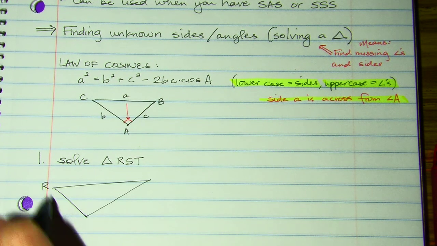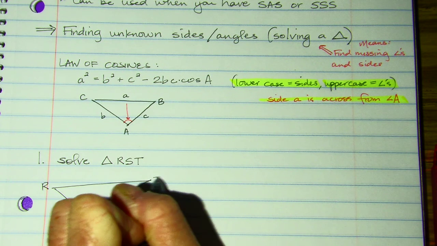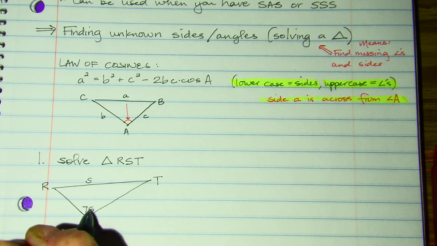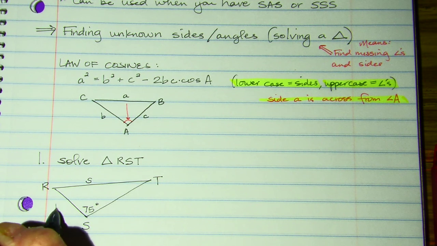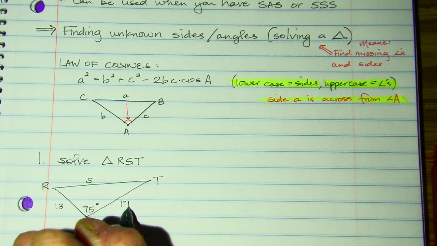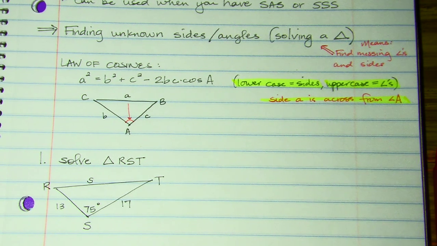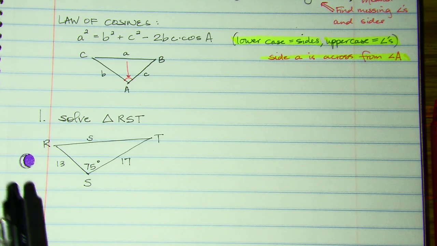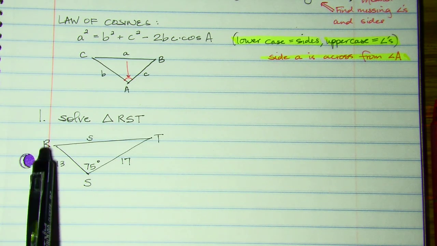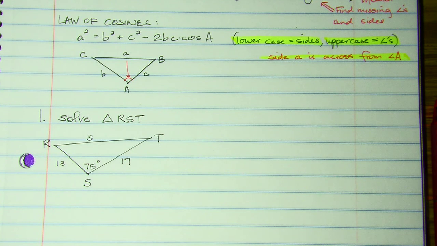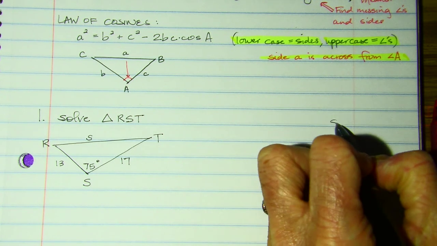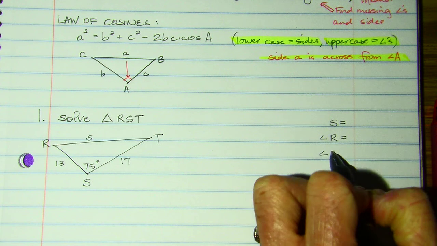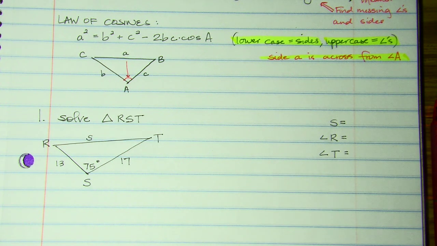So angle R, angle S, angle T. This side here is lowercase s. This angle here is 75 degrees. This is 13. This is 17. So when they say solve, they are wanting us to find this unknown side, right? We know these two sides, and this angle. So when we're done, we're going to know what side s is, what angle R is, and what angle T is. Those are the three missing pieces.